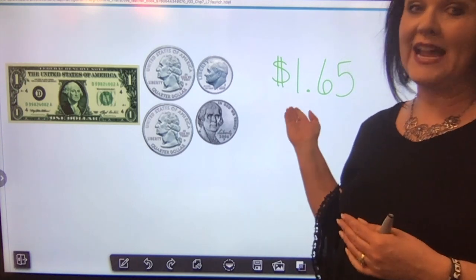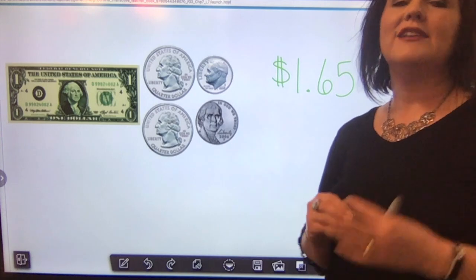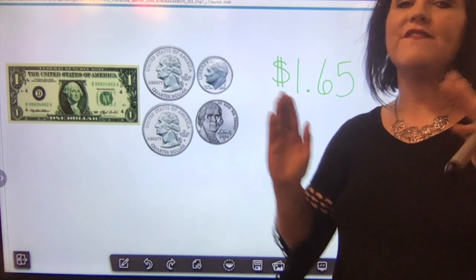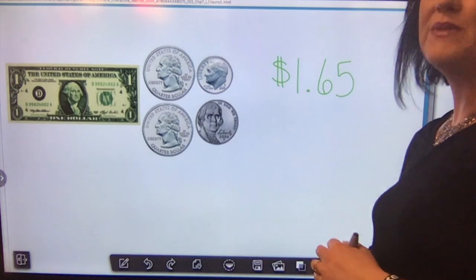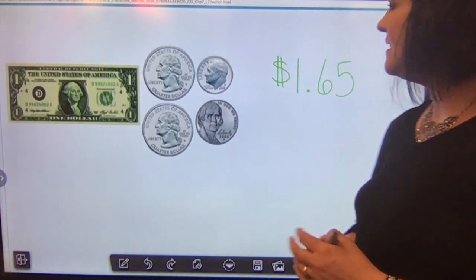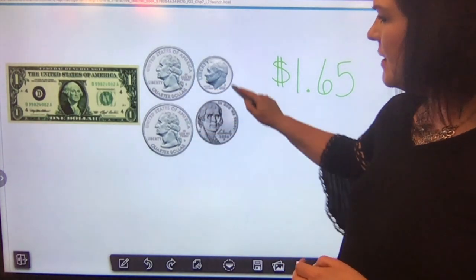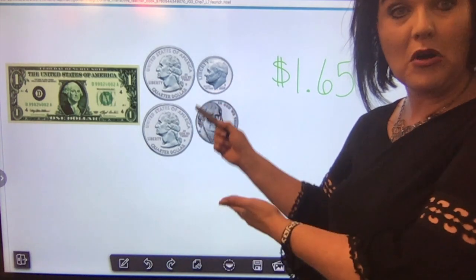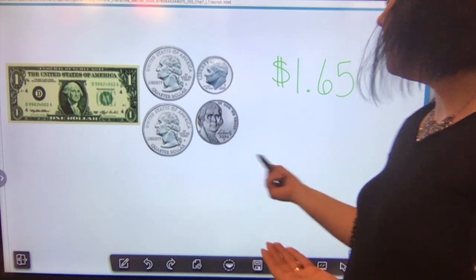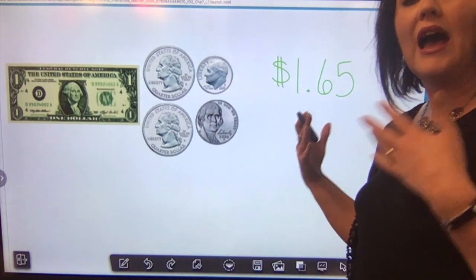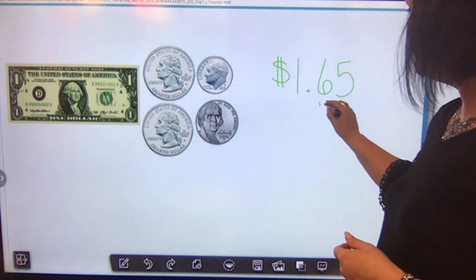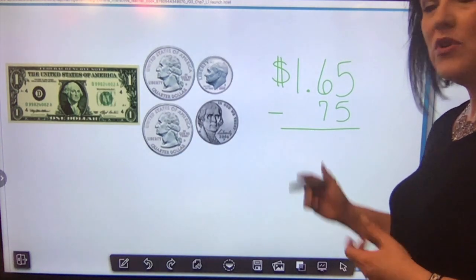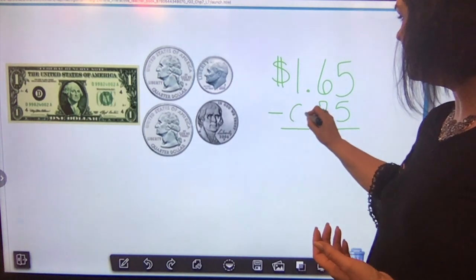Amelia, we know she has $1.65, and she has been saving up her money to go to the grocery store and buy her favorite candy bar. All right, so she wants to spend 75 cents on that. And because we have 65 cents, can we take 75 cents from our coins? We cannot do it. So what we're going to do is find out how to subtract 75 cents from $1.65. And we're just going to subtract like you guys already know how to do.